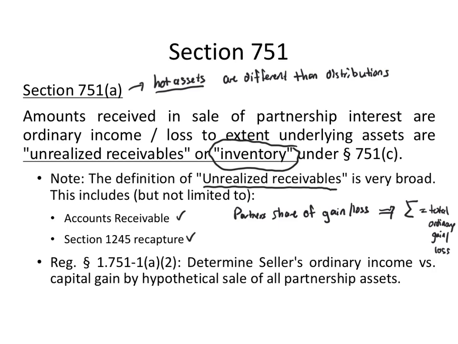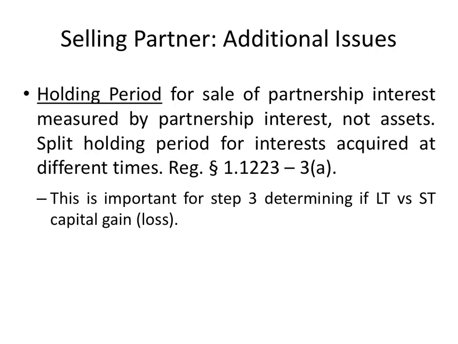Then again, you go to step 3, take your step 1, overall gain or loss, minus your step 2, ordinary gain or loss. That gives you your capital gain or loss. It's possible to have an overall gain, an ordinary loss, and then an even bigger capital gain. That's possible to have, just so you know. Okay, holding period. So again, holding period is a big deal because, again, step 3 is capital gain, capital loss. So holding period is a big deal. You can have split holding periods for different times that you held the ownership. That's the only thing I'm going to talk about that.